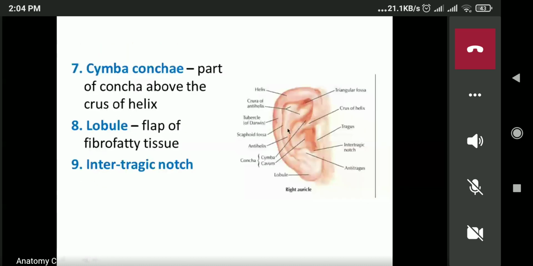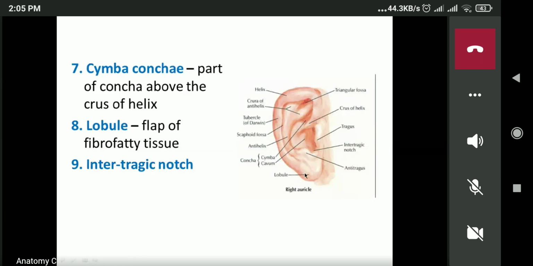Now coming to another part which is known as the cymba concha. In this figure, the large depression is the concha. Now there is another depression above the concha. Just above the crus of the helix, you can find another depression which is smaller than the concha. This is known as the cymba concha. The cymba concha and the concha are divided by the crus of the helix. Above the crus is the cymba concha and below the crus is the concha.